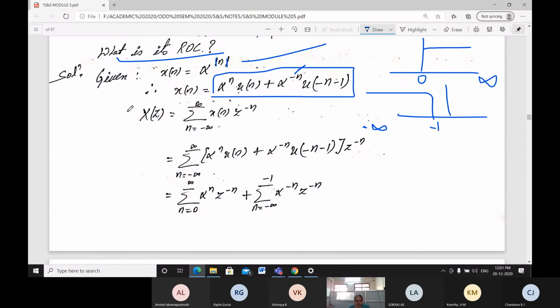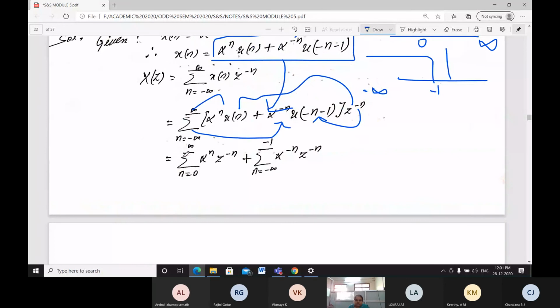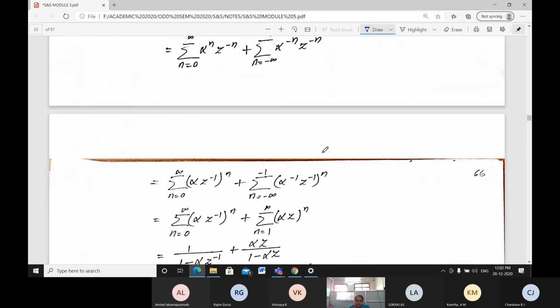Use the z transform equation. X of z is equal to summation n varying from minus infinity to plus infinity of x of n z raised to minus n. Then substitute the x of n value here and multiply z inverse for both the terms, then take the summation for both. Solve for this. You will get summation n varying from 0 to infinity alpha raised to n z raised to minus n, plus summation n varying from minus infinity to minus 1 alpha raised to minus n z raised to minus n.